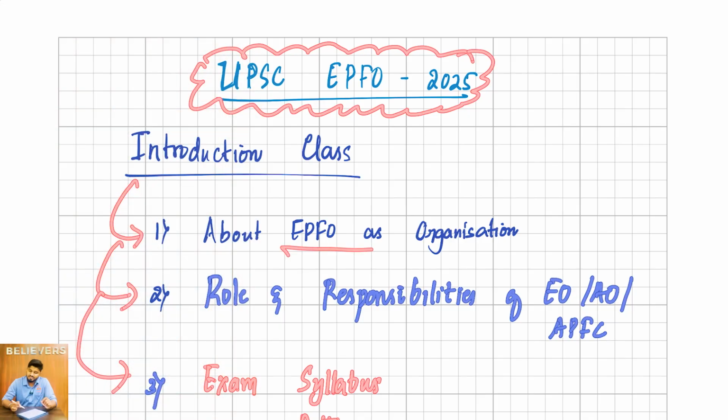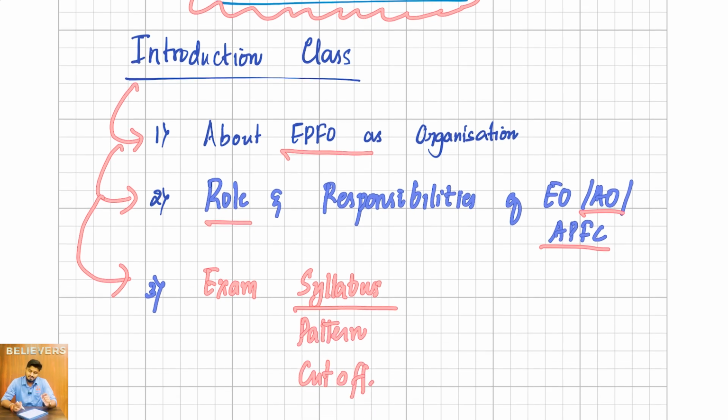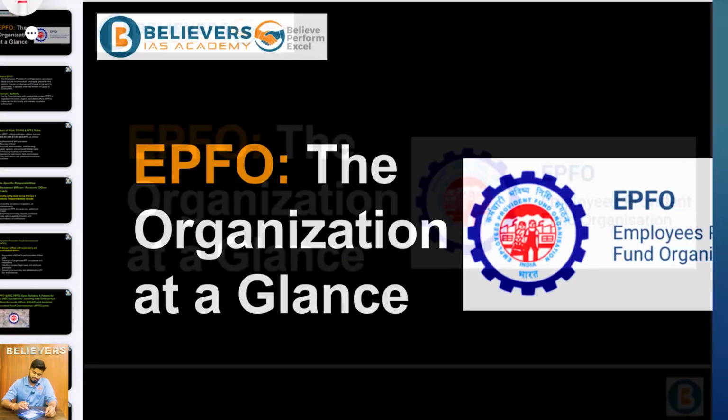We'll discuss first about EPFO as an organization. Why do you want to join EPFO? Next, we'll discuss roles and responsibilities of EO, AO and APFC. Very important. First, you have to know the roles and responsibilities of the position you want to get into. Next, we'll discuss exam syllabus, exam pattern, previous year cutoff, and everything related to this. And based on this, we'll try to bring videos from the syllabus perspective. Okay, without any delay, let us start the discussion.